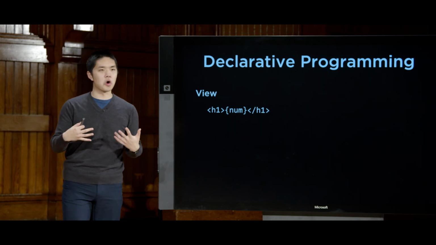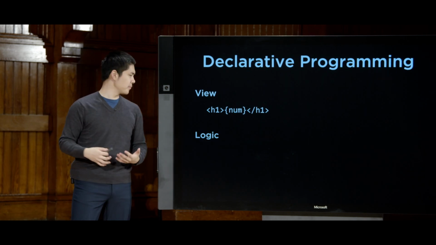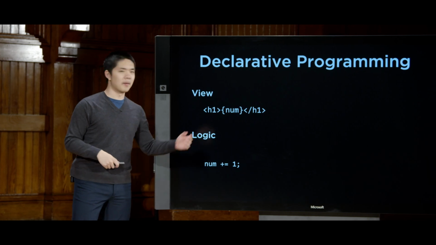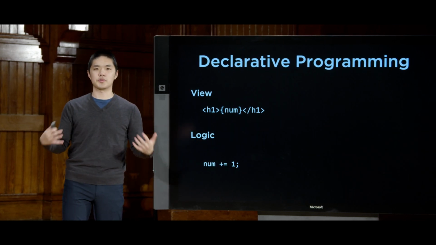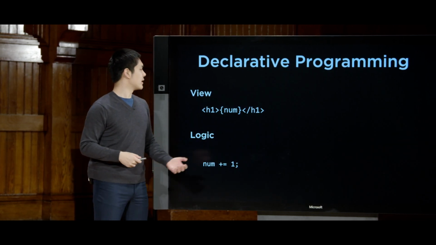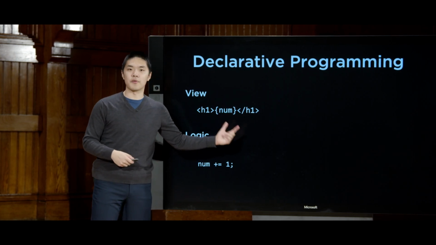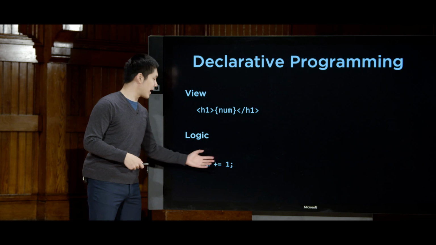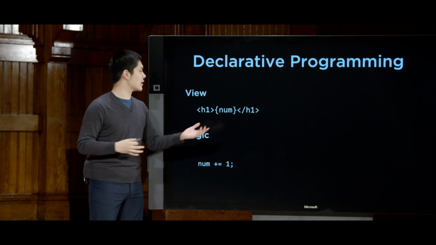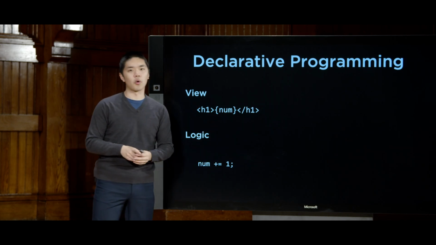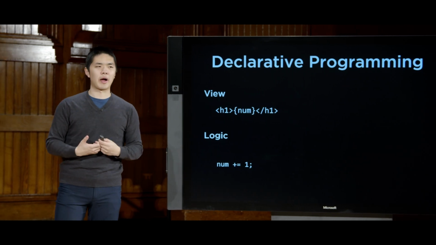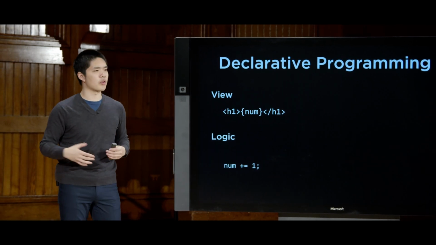And then the logic code, if we want to increment that number by 1, is we just need to say num += 1. Add 1 to the number. And the effect of that is that since we have declared that inside of this heading, it should be whatever the value of the number is, when we increment the value of number, React is effectively just going to update the view so that the number updates as well. And so this will be some of the power that React gives us.